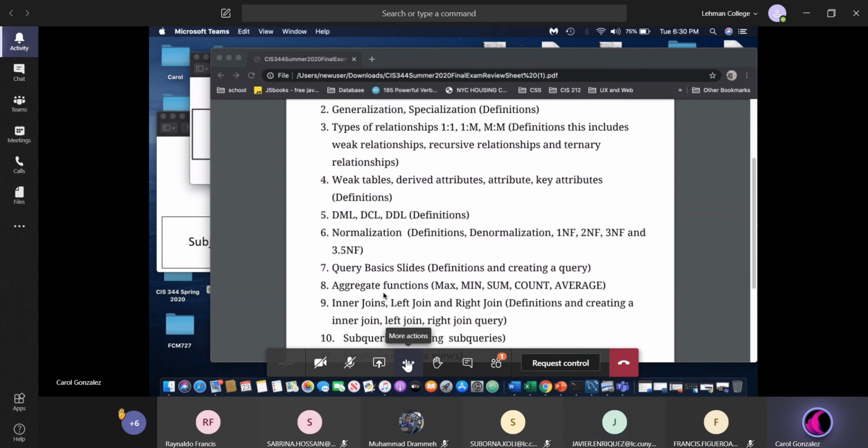When we look at normalization, we're looking at definitions of normalization and normal forms, not denormalization. I'm not putting that in the final. I finished writing the final last week and didn't put that in. So I will cover those that you should know for normalization: first, second, third, and 3.5 normal form. So we'll cover those quickly.